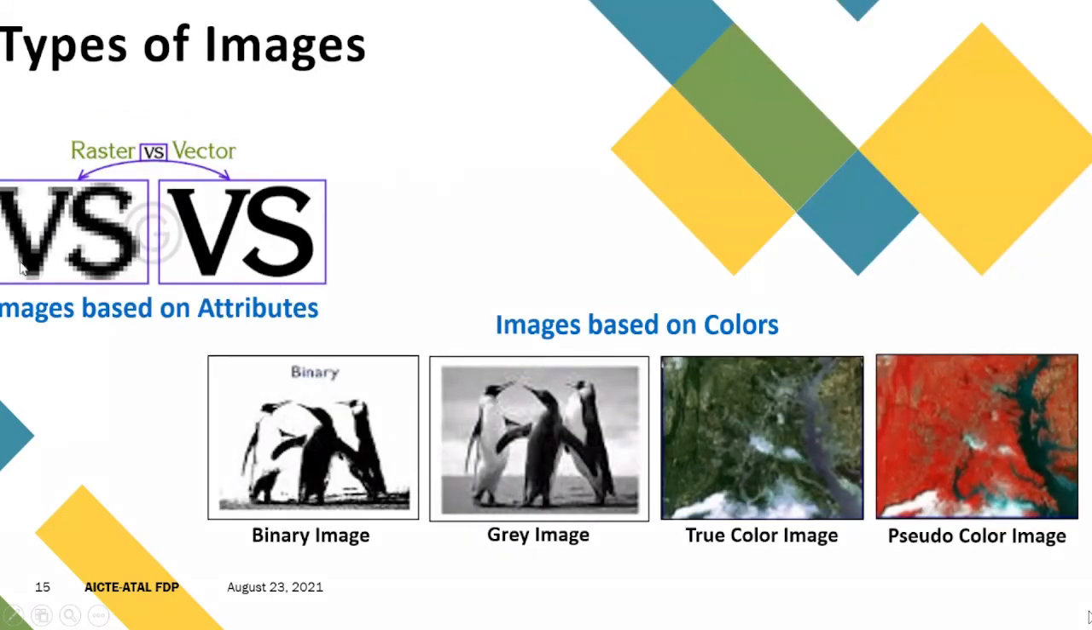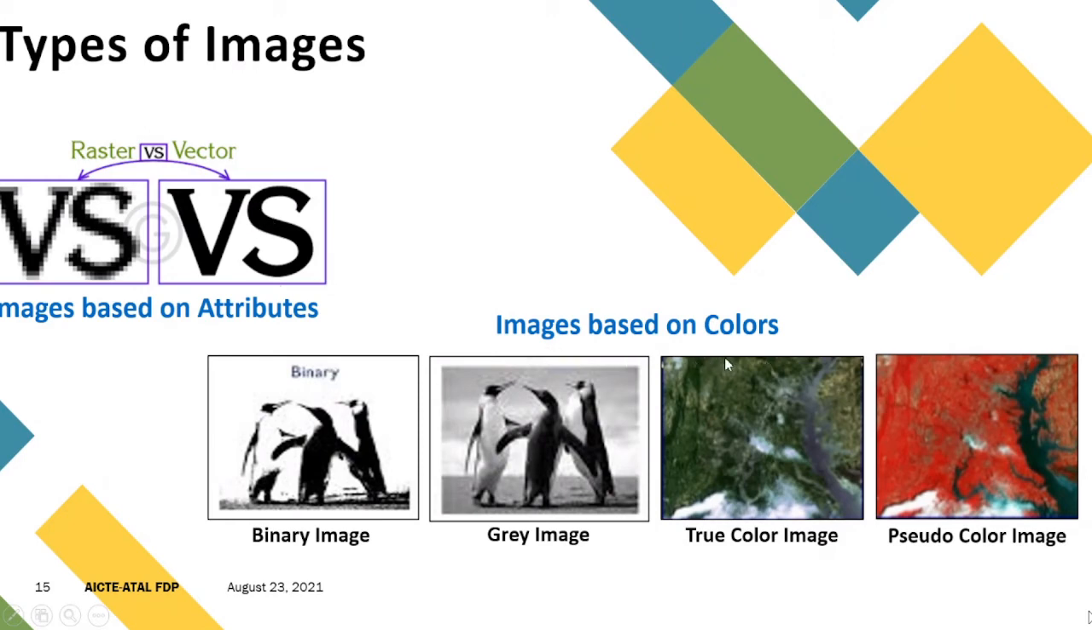Let's have a look at certain categories. Here you can see first is the images based on attributes. In the first case, you can see dots. This is the raster image, meaning a combination of pixels. In the second case, some lines, some drawings, graphics, that is the vector image.